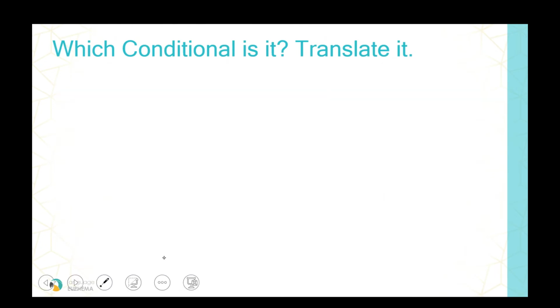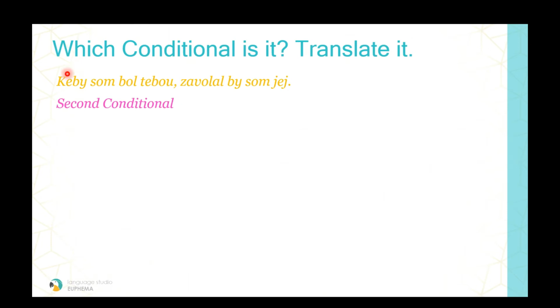Very well. And the last slide. Keby som bol tebou, zavolal by som jej. It's second conditional because we have keby. Keby som bol tebou, that's clearly imaginary because I'm I and you are you. So it's second conditional, imaginary situation. Please translate.